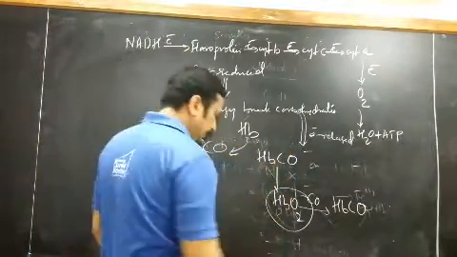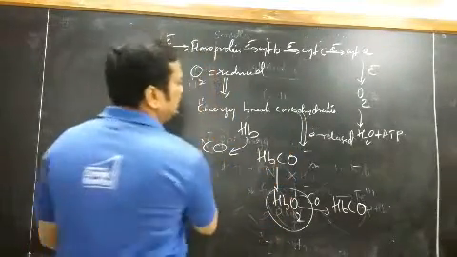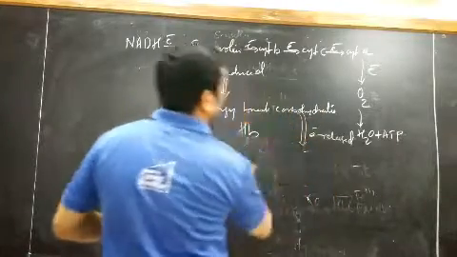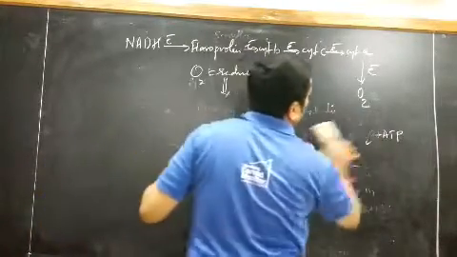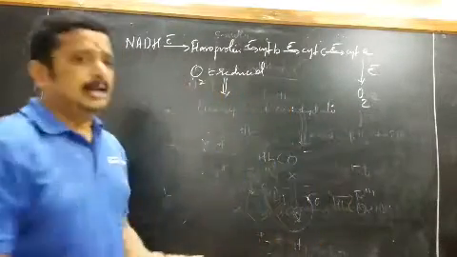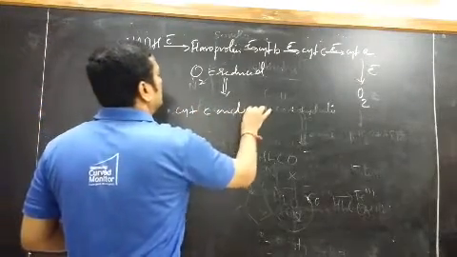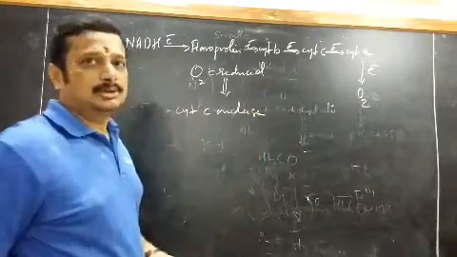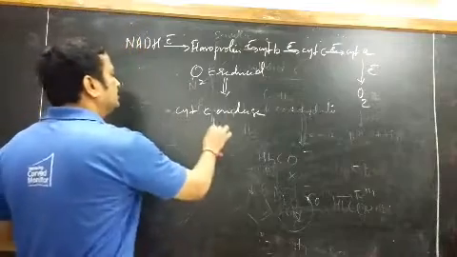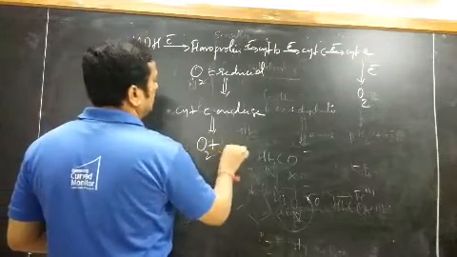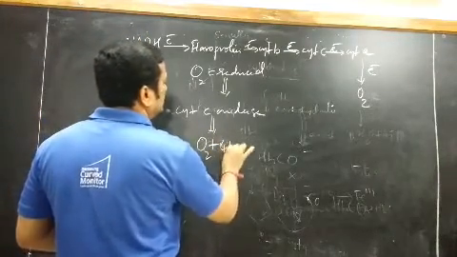Like in cytochromes we call it cyanide poisoning, in carbon monoxide we call it carbon monoxide poisoning. Now this is cytochrome C oxidase. One more cytochrome C oxidase: its work is to reduce the oxygen.